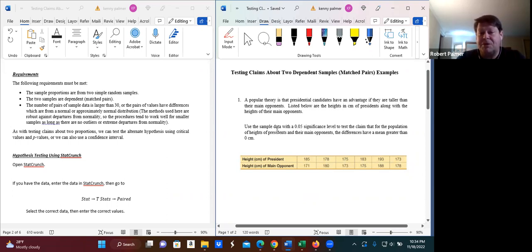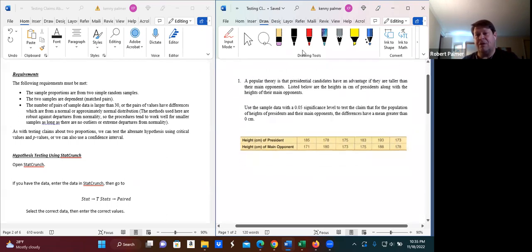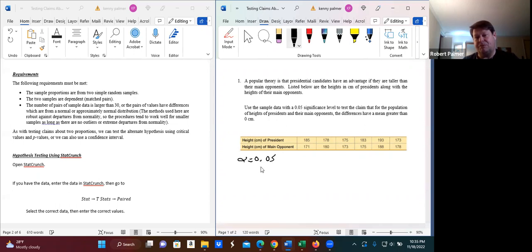So what we're going to do then is use the sample data here, with a 0.05 significance level, to test the claim that the population of the heights of the presidents and the main opponents, the differences, have a mean greater than zero. Okay. So let's consider this to be essentially a population for the presidents and the opponents. Our alpha once again is 0.05.